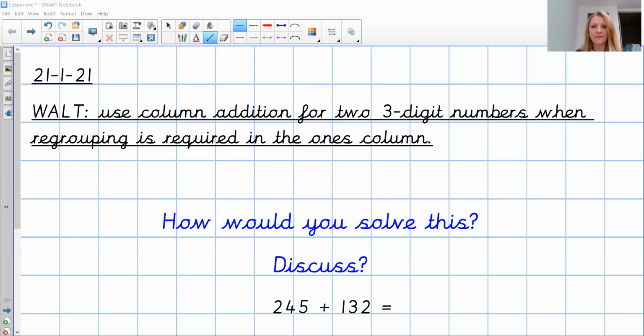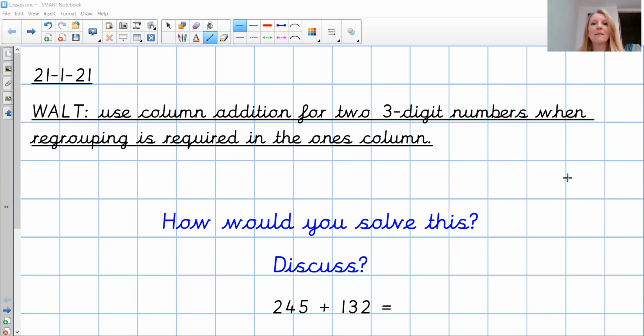And there we go. So let's start off by writing today's date and Walt, please, at the top of a new page in your book. Pause the recording while you do that. Okay, that was quite a long Walt today, wasn't it?